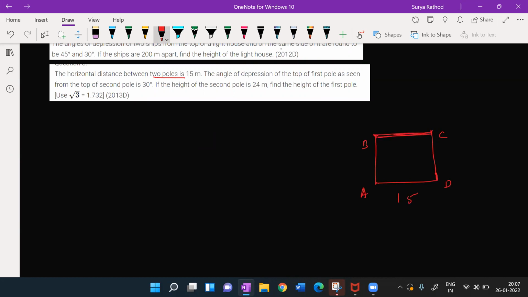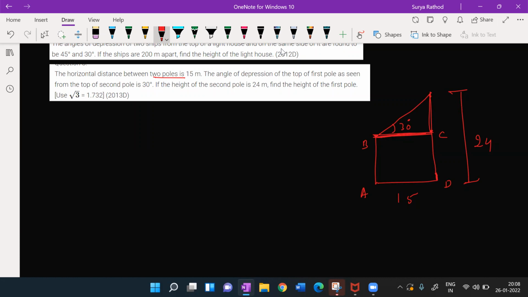ठीक है, इधर एक surface है. So from the top of the pole, what is the angle of depression? Angle of depression मतलब, the angle of depression of the top of the first pole as seen from the top of the second pole. तो top of the second pole इधर है, तो इधर से इधर देखेंगे तो मुझे कितना मिल रहा है, ये 30 डिग्रीज, ठीक है. And the height of the second pole is this much. This is the second pole height, right? This is 24 given, 24 meters.